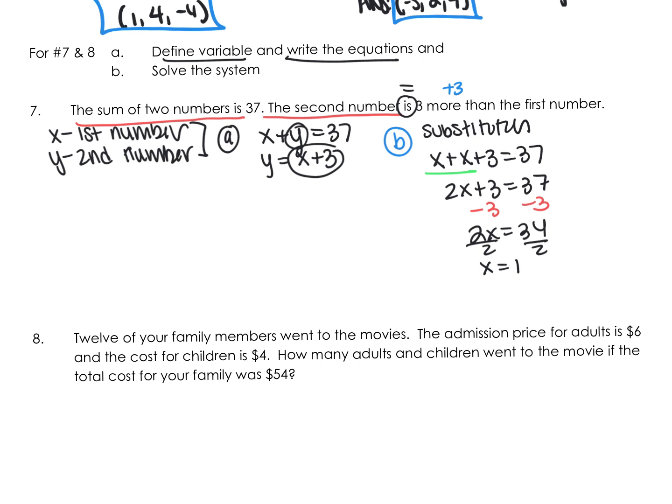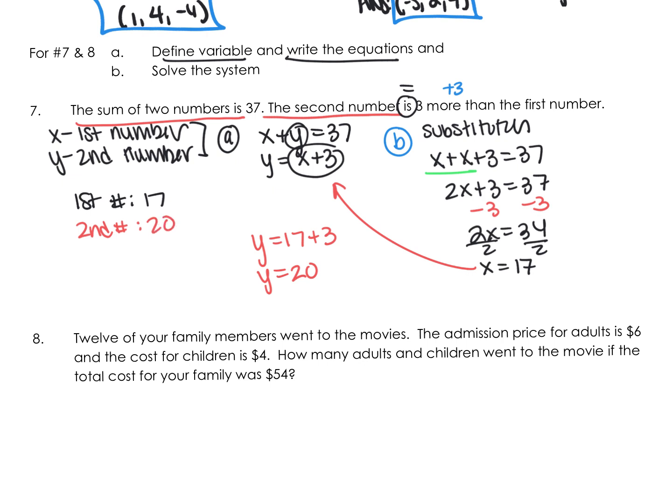No, 17, sorry. So the first number is 17. But now we need the second number. So all we got to do is take this and plug it back into one of these equations. I'll pick the second one just because it's ready to go to find y. And we'll get that y is equal to 20. So the second number is 20. So the sum of these two numbers is 37, and the second number, 20, is 3 more than the first number, 17.